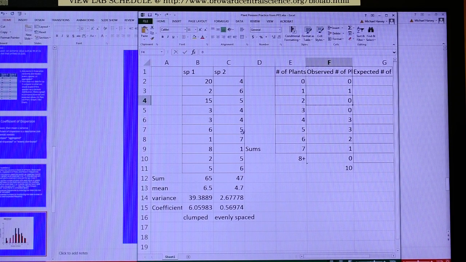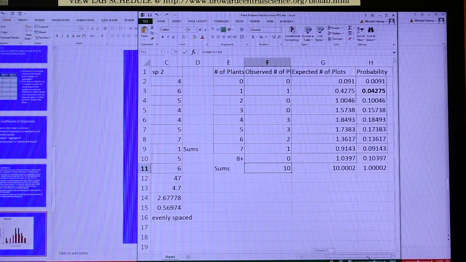Notice the total, we have at least up to 7. There aren't any with 8 or 9. So we need to come up with data for all of those. You see how that goes? Here are the frequencies. What I've got down here at the bottom are sums. Notice when we add all the observed numbers of plots, we have 10.